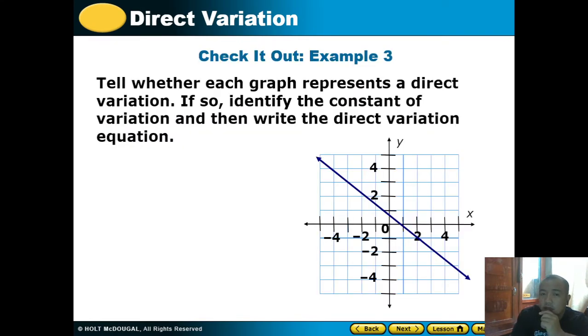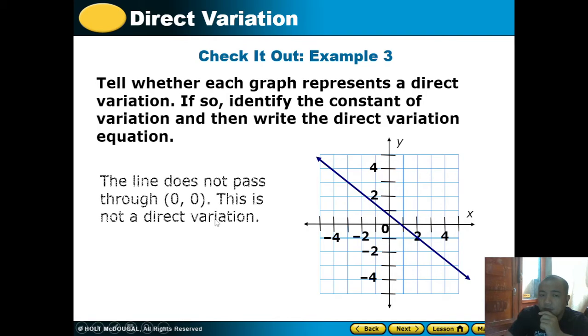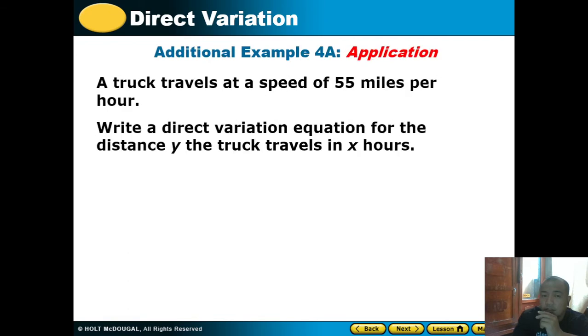How about here? Tell whether the graph represents a direct variation. Of course, it's a straight line. You just determine the slope. The line does not pass through the origin. This is not a direct variation. O yun. For a direct variation, it must pass through the origin. If it does not pass through the origin, then it is not a direct variation. That's the rule, right? This is not a direct variation.